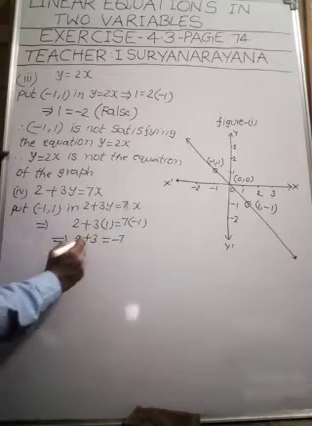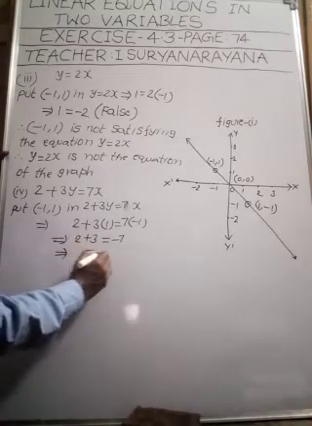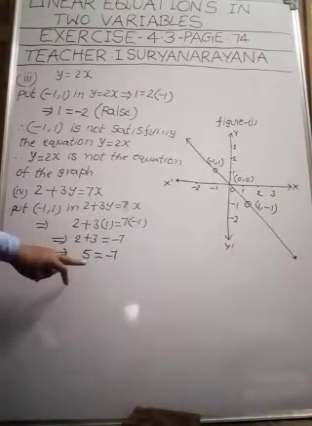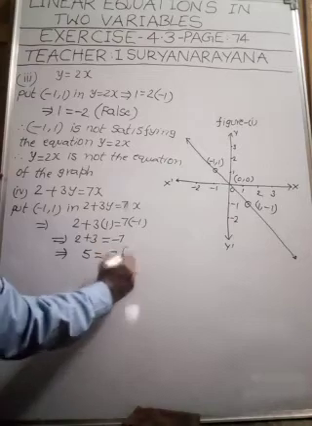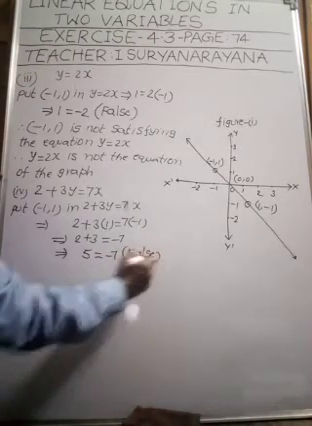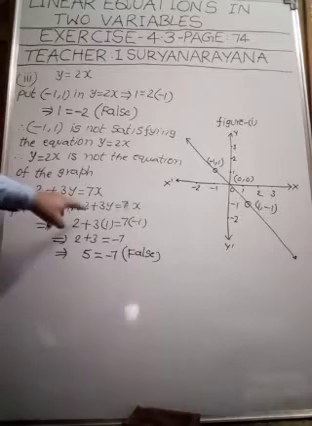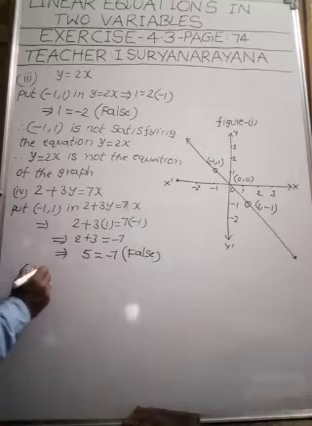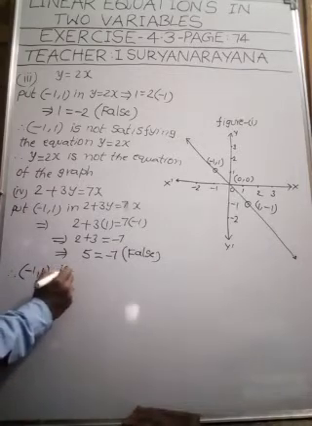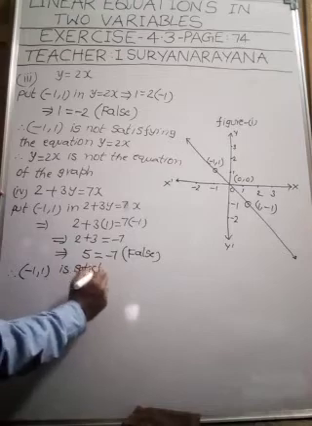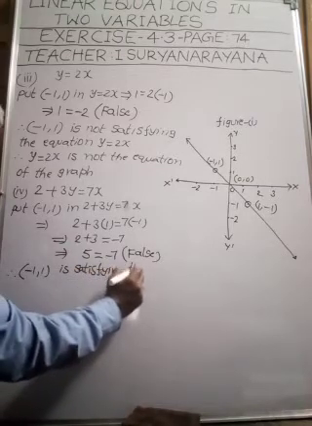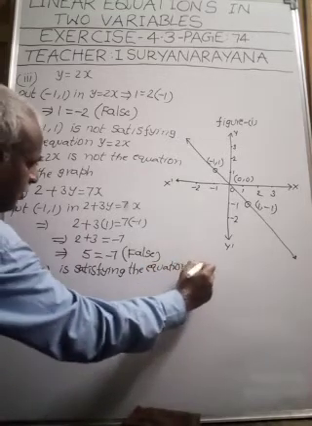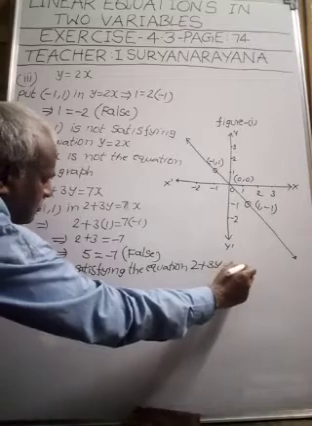Right. This implies, let us simplify LHS. 2 plus 3, what will you get? 5 is equal to minus 7. Is this a true statement or false statement, my children? Yes, it is a false statement. It means this point is not satisfying this equation. Okay, my children. Therefore, minus 1 comma 1 is not satisfying the equation 2 plus 3y is equal to 7x.